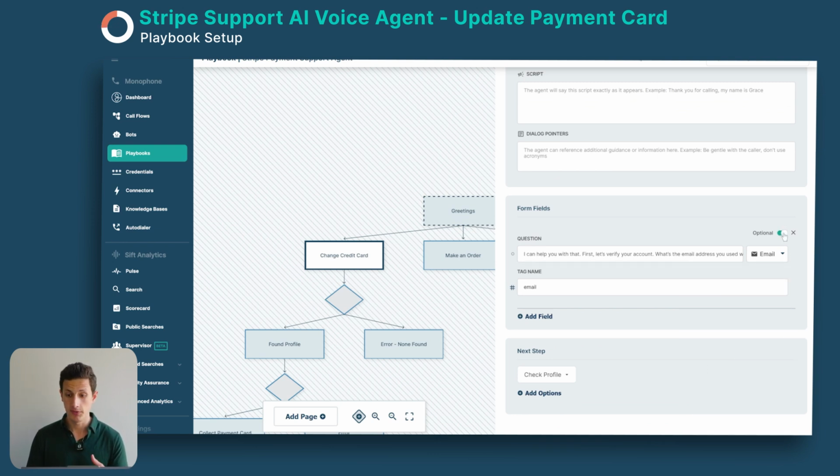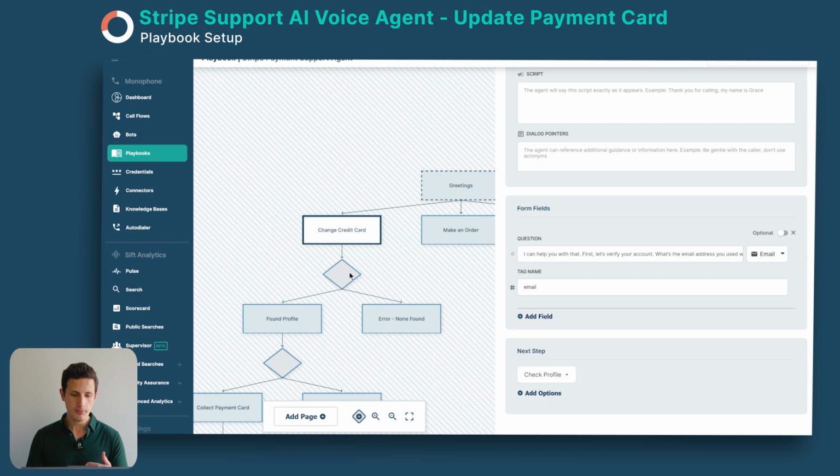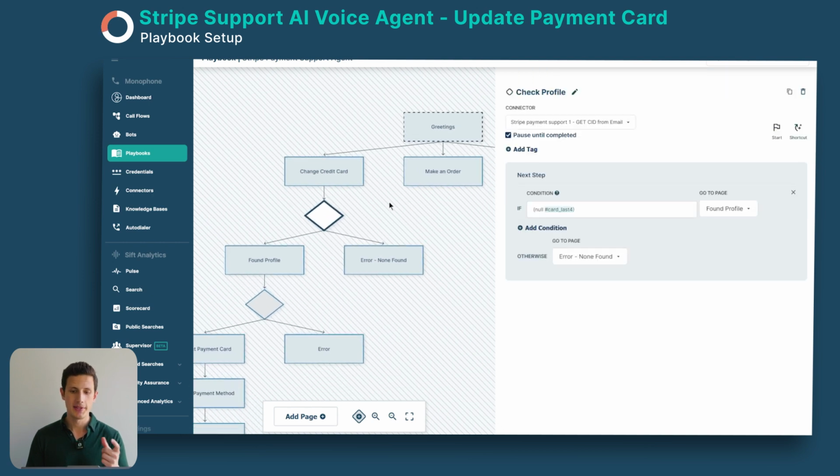You can also make this optional if you would like. But then when we're saving, we collect this information and save it in this tag, which we're going to use later. And then we go into this logic node, which is basically checking.